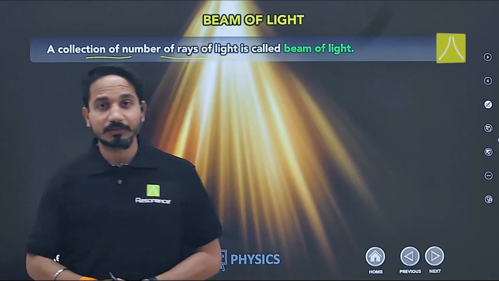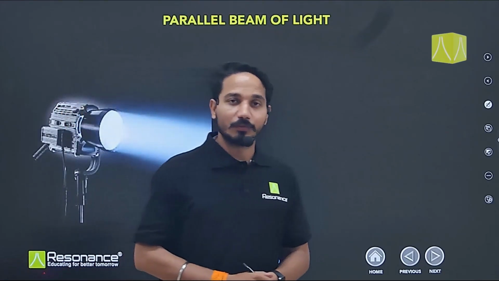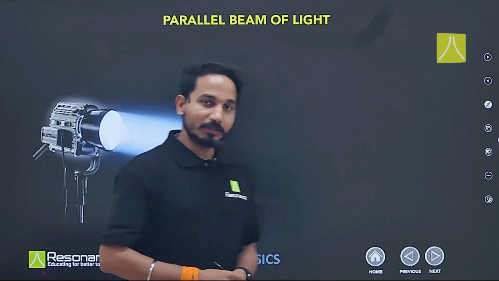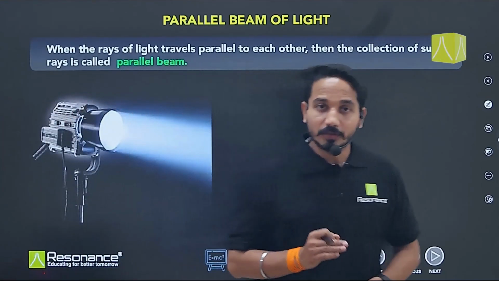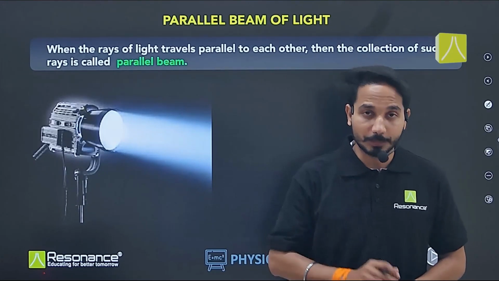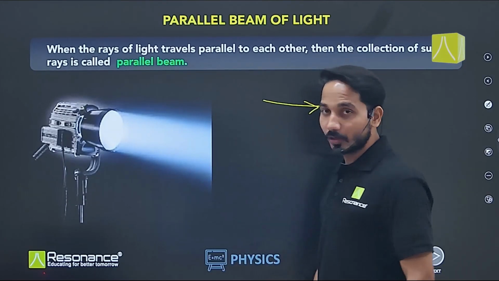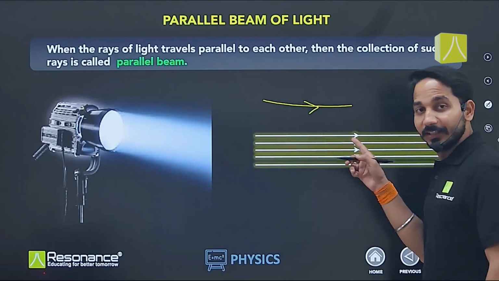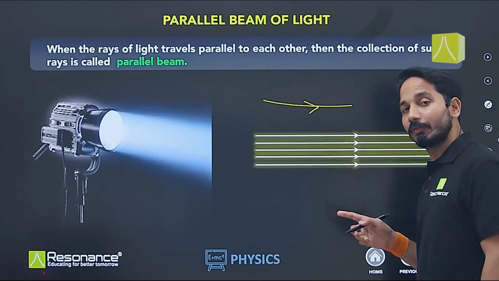Next topic is the parallel beam of light. In the figure also we can observe a parallel beam of light. When the rays of light travel parallel to each other, the collection of such rays is called a parallel beam of light. When a single ray is moving, we call it a ray of light. When such single rays are collected in a bunch, the collection is called a parallel beam of light.